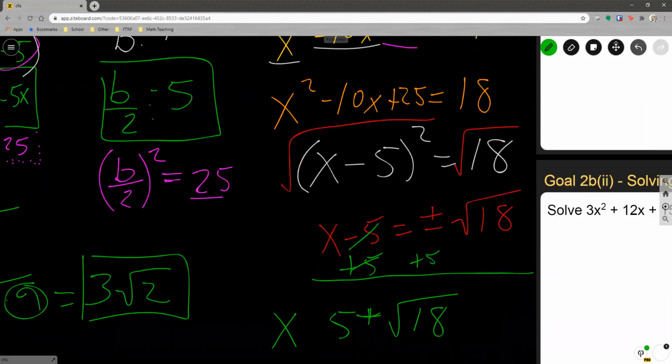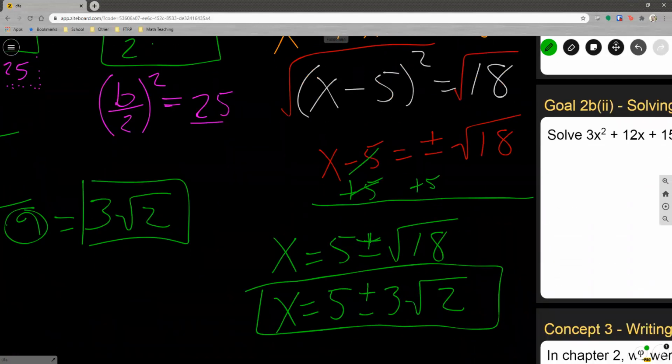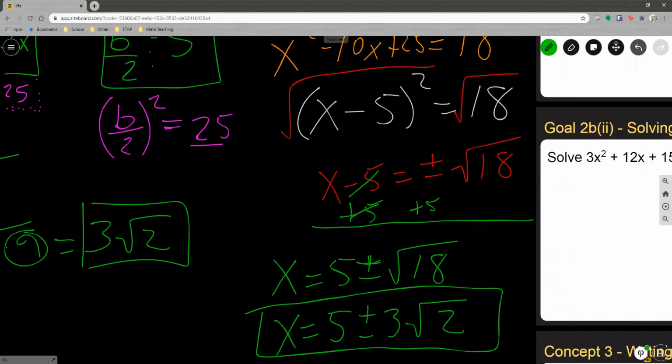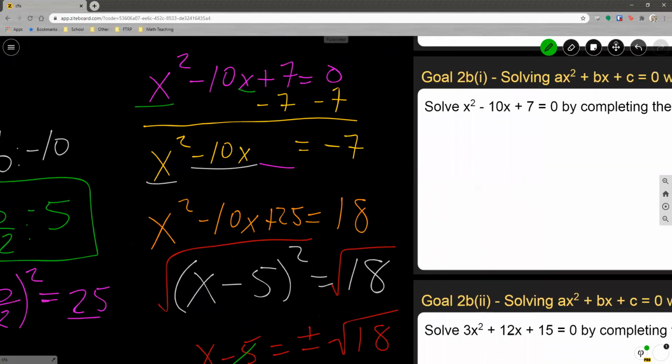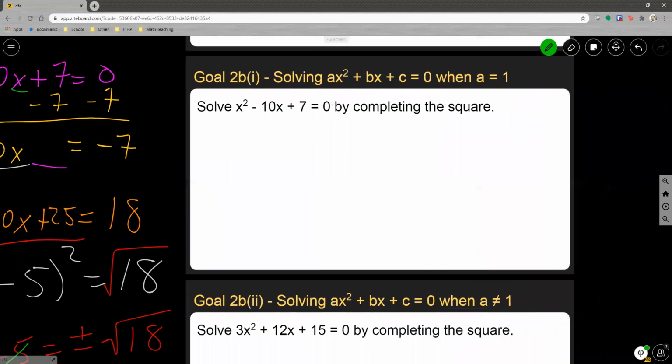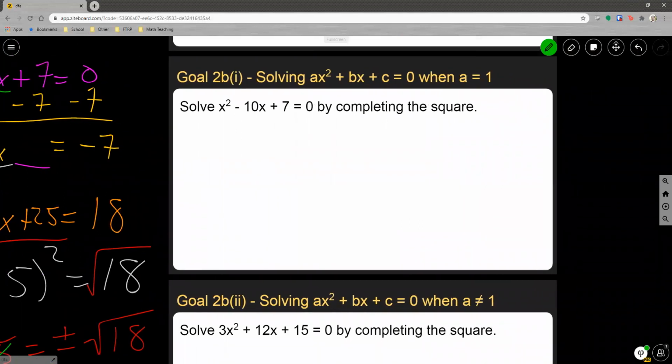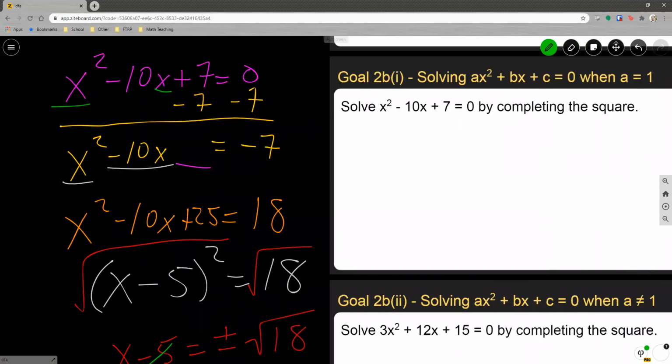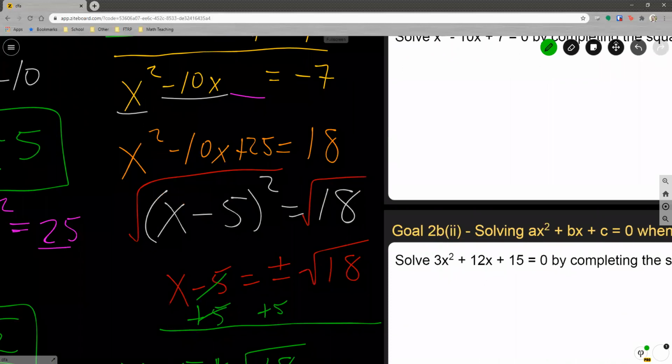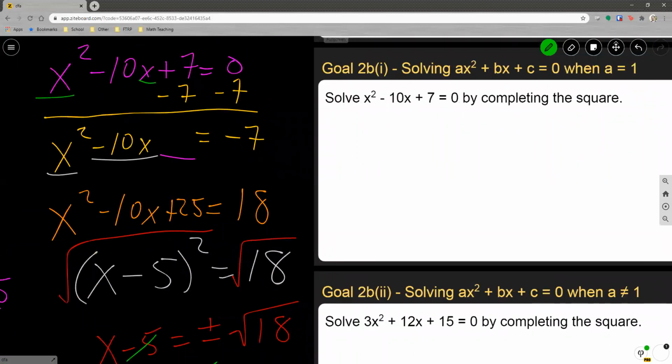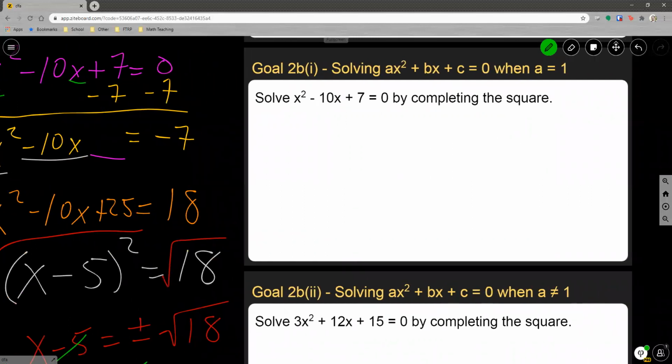If I did 5 minus the square root of 18, I'd also get 0 when I calculated it all out. So that's solving quadratics when our a value is equal to 1. We can complete the square and we can solve. And as you can see, completing the square is a little bit more powerful because we can deal with these square roots. Factoring does not really work that well for that unless you've got a really good mental calculator for figuring out what those factors are going to be, which I don't recommend. It's just a lot of work and it's a lot of guess and check.